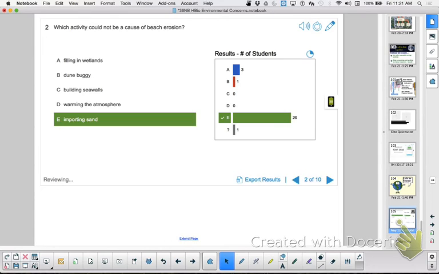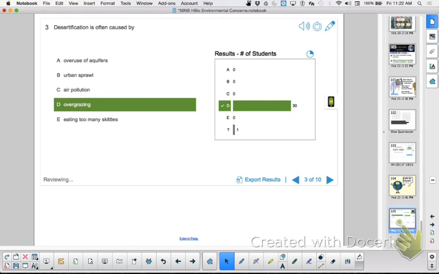Why do you think people will miss this question? They don't know what it means. Overthinking. Also, they're missing a word. What word do you think they're missing? Not. Which activity could not be the cause of beach erosion? Okay, so bringing sand in would not be a cause, right? One of you put a dune buggy. A dune buggy could cause erosion. Everybody got 3. Desertification is caused by overgrazing.